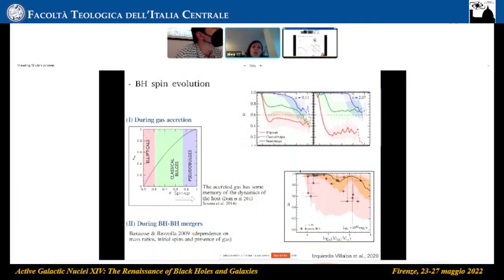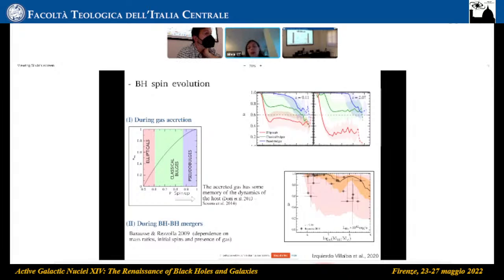Thanks. So we also model black hole spin evolution. To reproduce the high spin that has been observed for luminous X-ray sources, we need to link the evolution of the spin of the black holes to the morphology, or the ordered motion of the dynamics of the gas that arrives at the black hole during accretion.